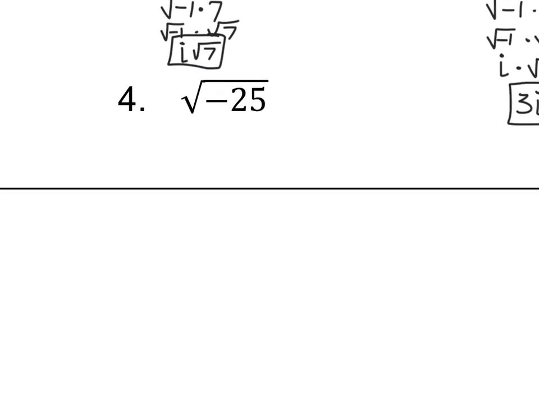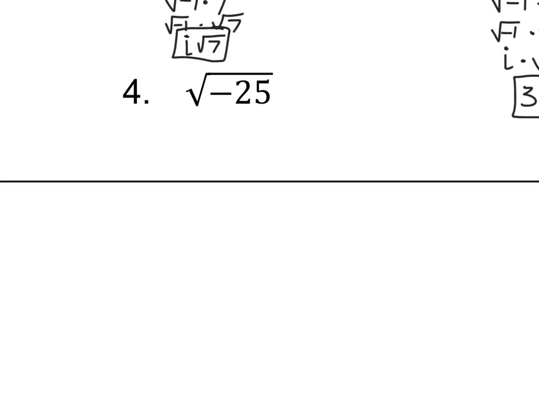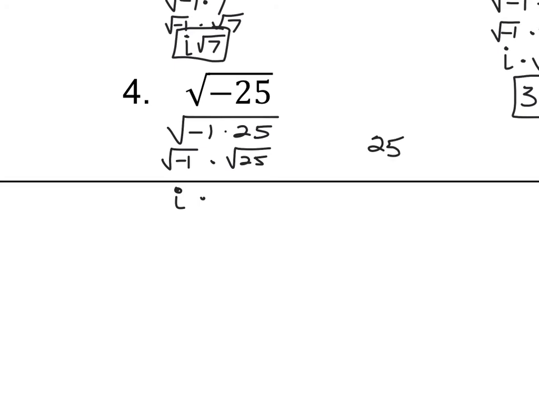Okay, example number 4. Again, the first thing I want to do is separate them, so it's -1 and 25. Separate your roots: the square root of -1, the square root of 25. The square root of -1 is i. And then 25 I can break down into 5 times 5, so that becomes the square root of 5 squared. The square root and the square go away, and I have i times 5. If I have just a number times a letter, I always want to put that number in front. So that becomes 5i.